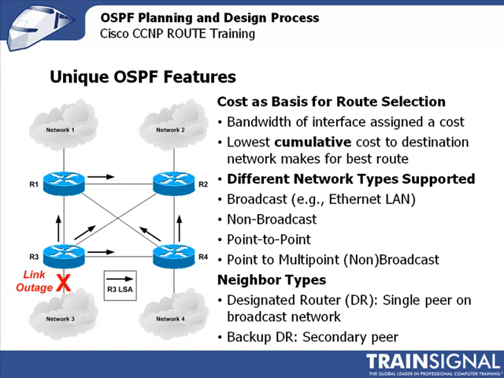A number of different network types are supported, which we'll consider later. There's broadcast networks, or Ethernet LAN type networks. There are non-broadcast networks, point-to-point networks, point-to-point broadcast and non-broadcast networks. There are also some special neighbor types, which we'll talk about later. The designated router and the backup designated router, sometimes referred to as DR and BDR, are used on multi-access network segments, such as an Ethernet segment, to be able to reduce additional peering traffic.